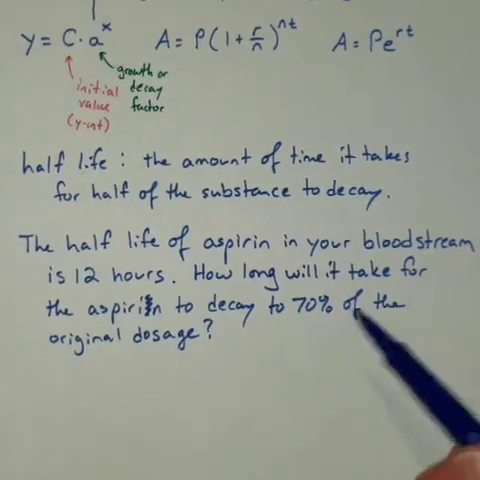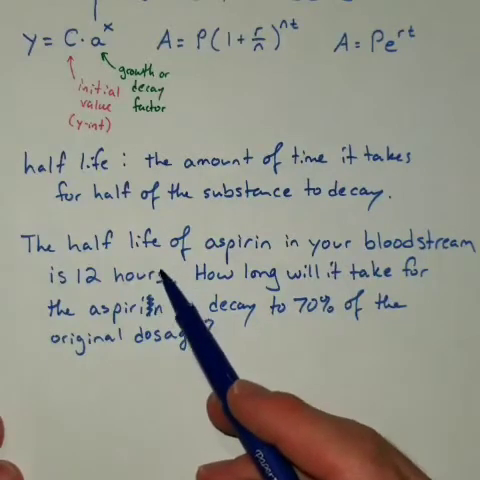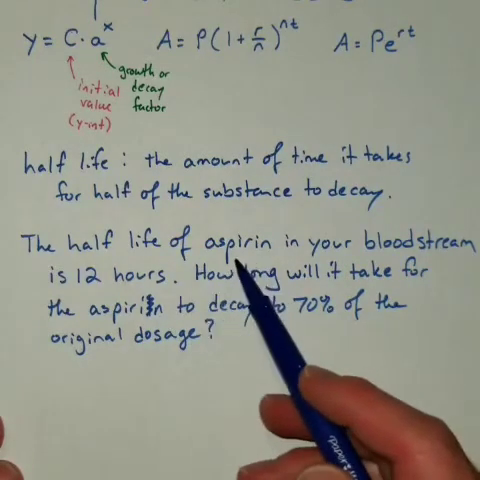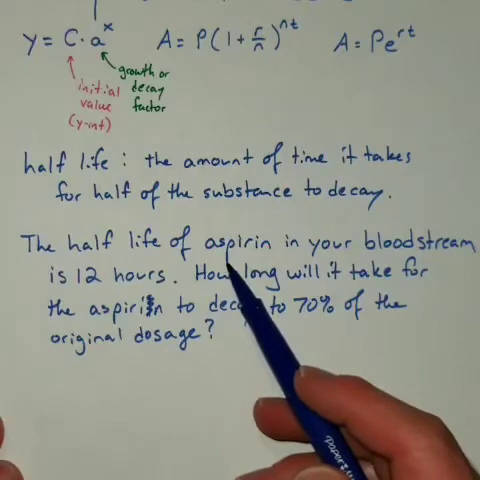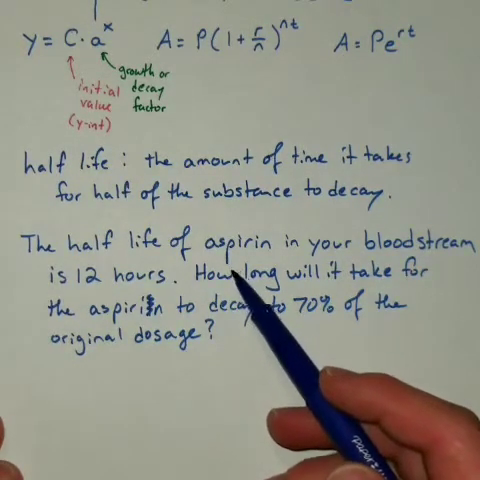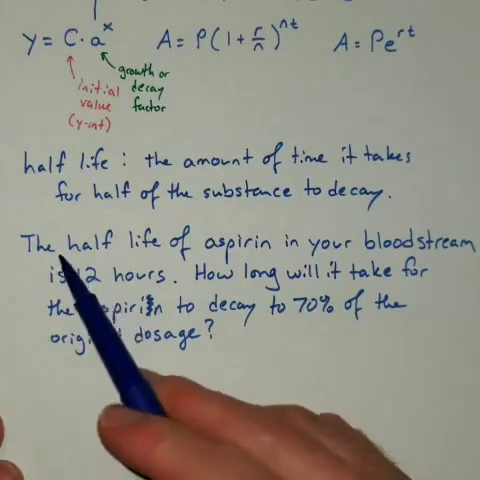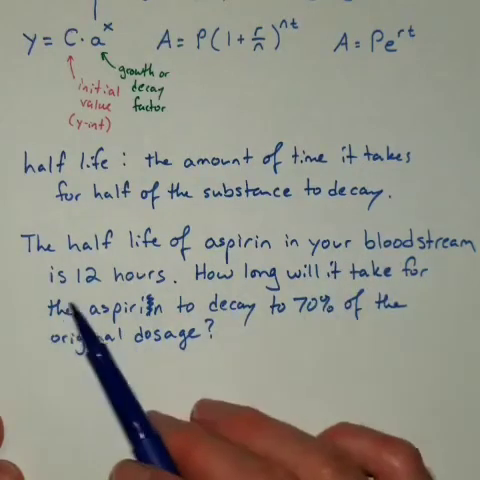Okay, so in this example, we're going to look at the half-life of the medicine aspirin as it decays in your bloodstream. Certain chemicals will decay over time. All your medicines will decay over time in your bloodstream. That's why you have to retake them every 4 to 6 hours or something, depending upon the type of medicine it is. So the half-life of aspirin in your bloodstream is 12 hours.